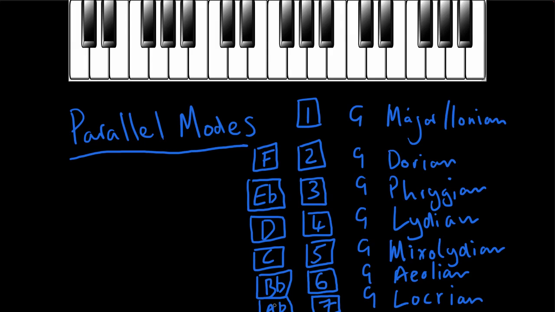Parallel modes are the group of modes that all start on the same letter name. We could build a set of parallel modes starting on the note of B flat, and in that case we'd be looking at connecting together B flat major, B flat Dorian, B flat Phrygian, B flat Lydian, B flat mixed Lydian, B flat Aeolian, and B flat Locrian. And why is that useful? Well, it's going to become very, very useful when we start to be a bit more creative about improvising and composing, because it gives us access to a very wide range of options in terms of scale colours that we could use in our music.